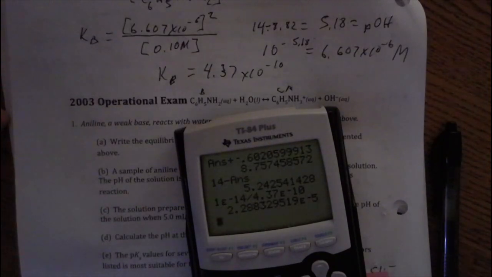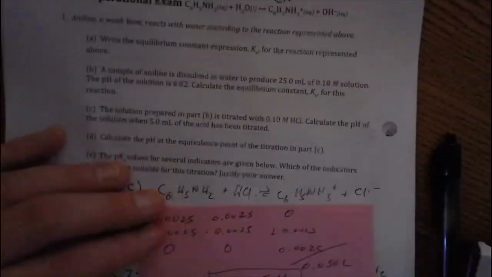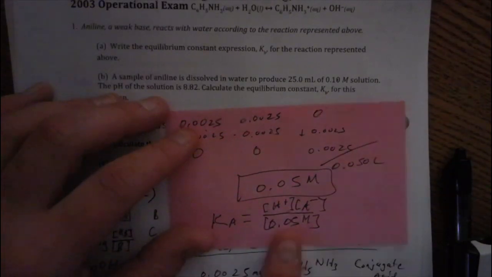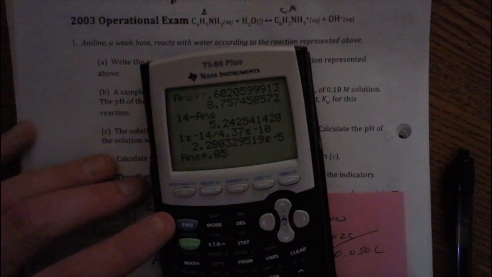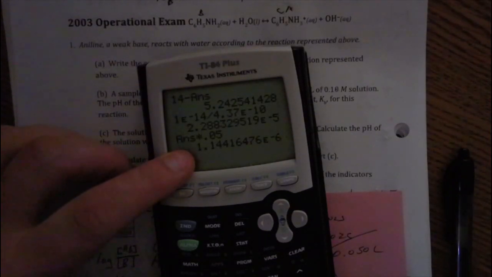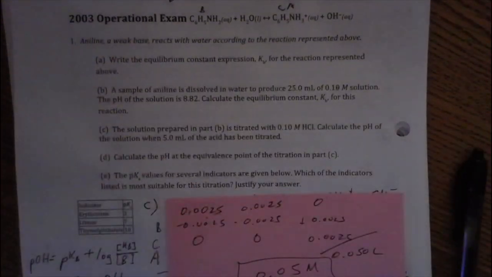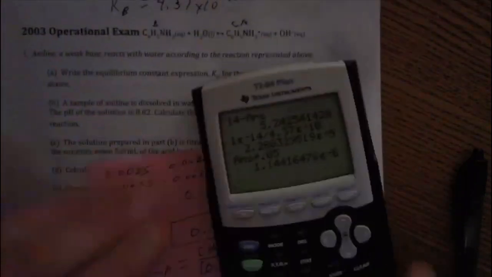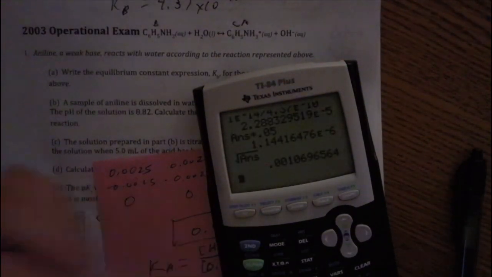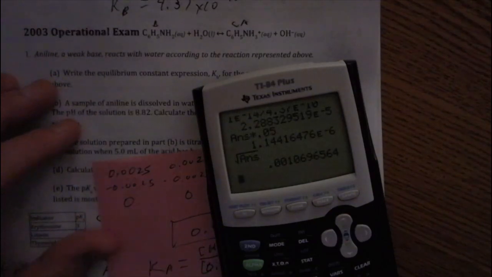That is now my what? That's my Ka. And my concentration of this is what? 0.05. It's on the bottom here, so what do we need to do to both sides? Multiply by 0.05. And this is equal to what? X what? Squared, right? So we have to take the square root of that. And we get 0.00169 times 0.00.